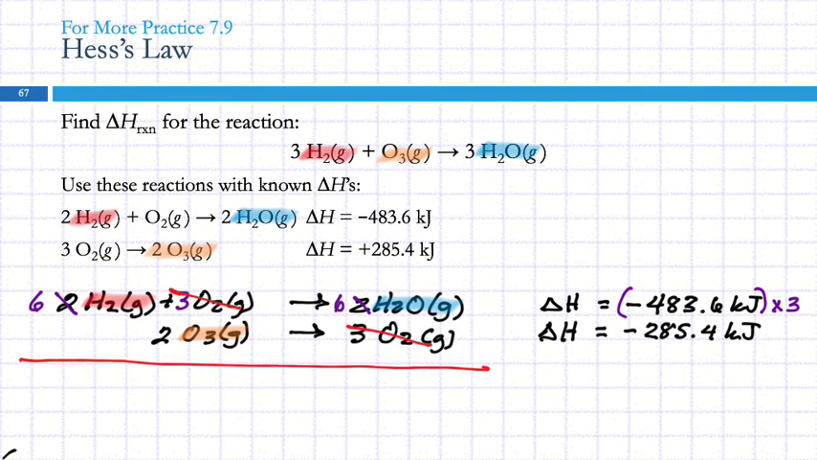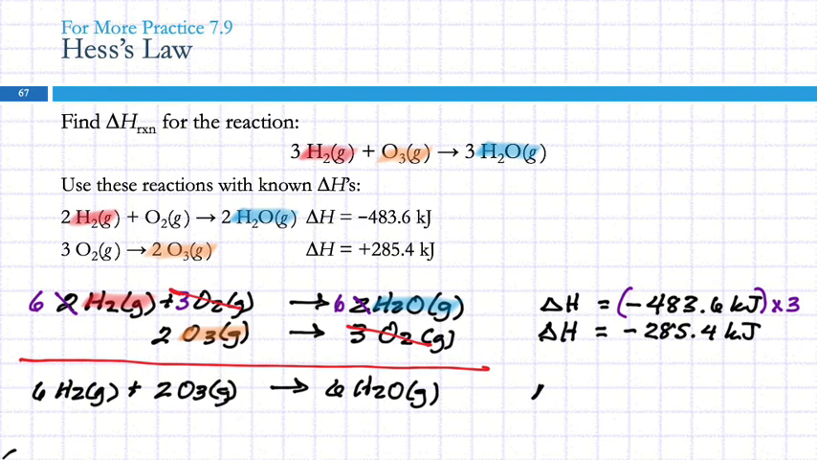So I'm going to write down what's left. I've got 6H2 plus 2O3. It's going to make 6H2O. Getting kind of messy, sorry. And then delta H here, I've got negative 483.6 times 3 plus negative 285.4. Negative 1736.2 kilojoules. And I'm pretty close.